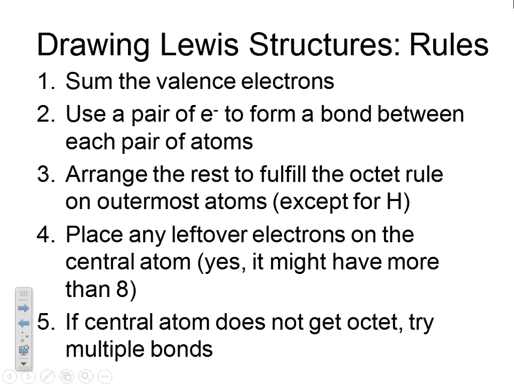Typically the central atom will be listed first in the compound, so you want to basically start off by connecting everything with a bond. So you're using 2 electrons to form a bond between however many atoms you have. Then you want to fulfill the octet rule for your outermost atoms. So give an octet to everything that's on the outside, not the central atom. Except for hydrogen, we're never going to give an octet to hydrogen. It only has 1 energy shell, so we're only going to give it 2 electrons, which means it's only ever going to form 1 bond.